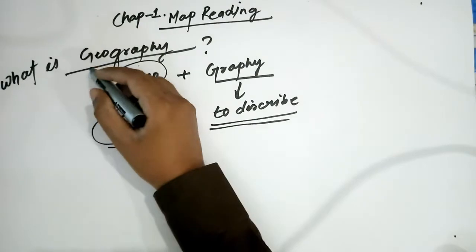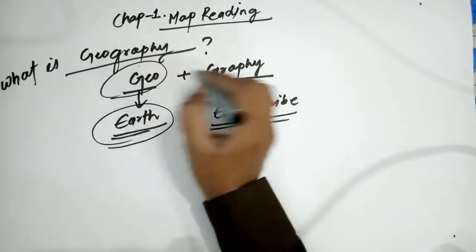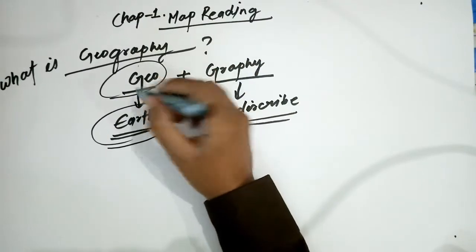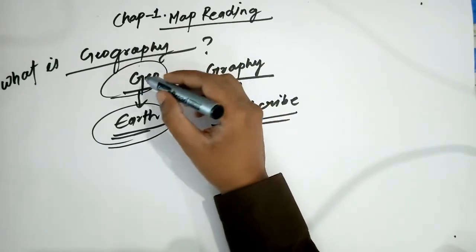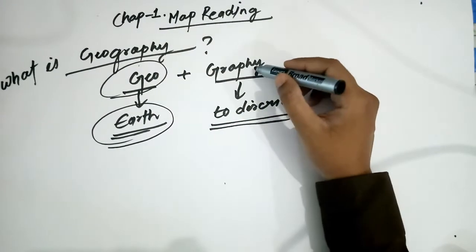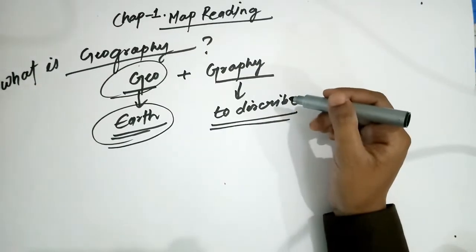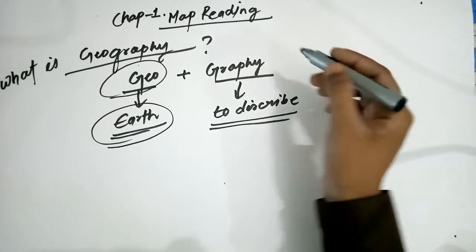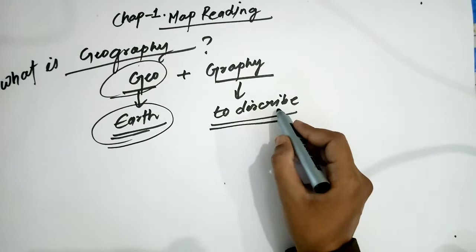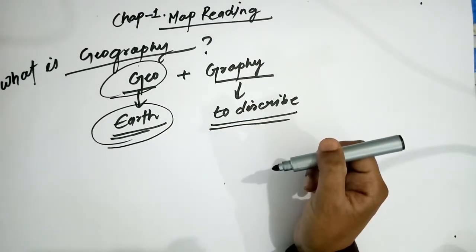If we split the word geography into two parts, we get two words. Both are Greek words: geo and graphy. Geo means earth, graphy means to describe. If we combine both words, geography is the description of earth. So this is what geography is.